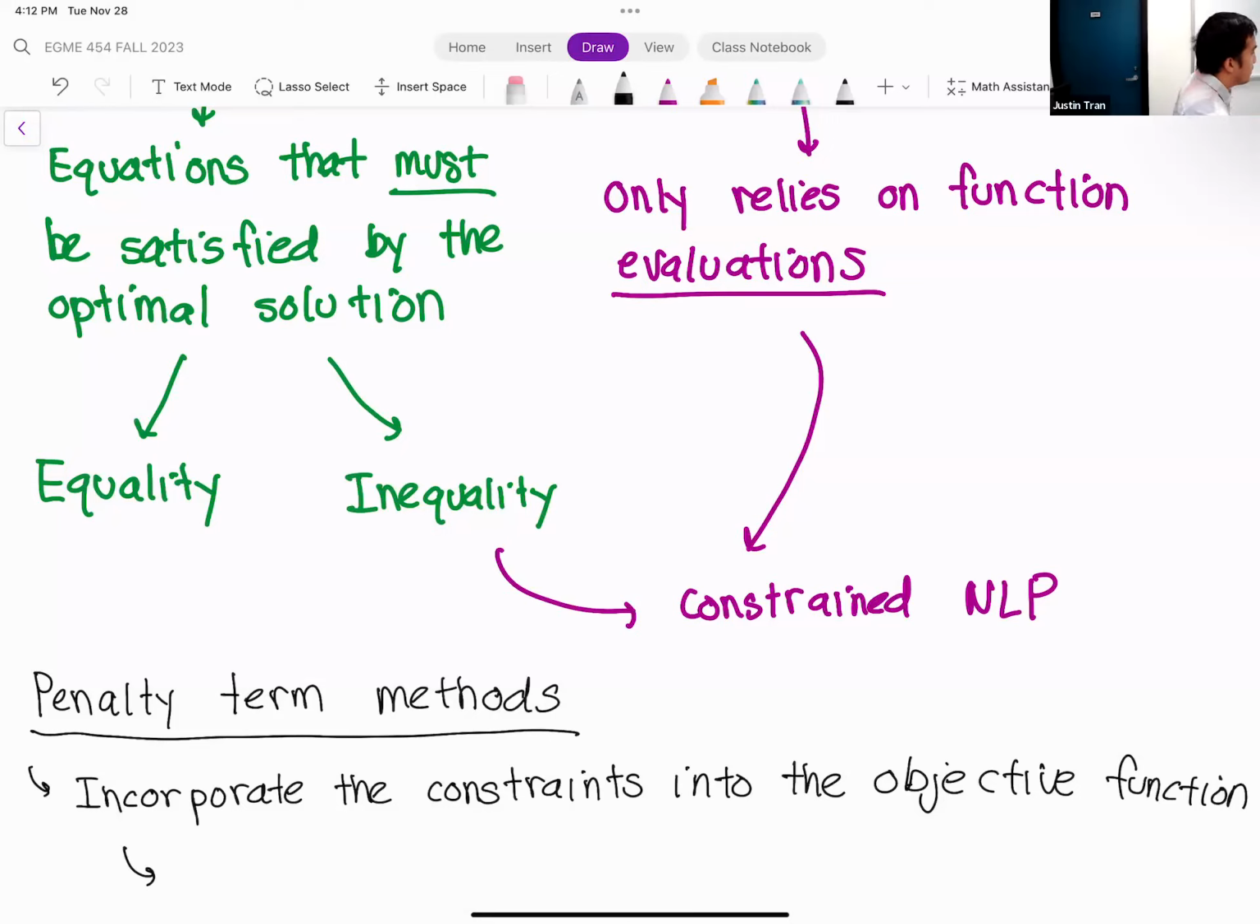Think back to our classical methods. When we were dealing with constraints in the Kuhn-Tucker conditions, we had to use a whole new approach to incorporate those constraints and make sure that they were satisfied. With the penalty term methods, you don't have to do that. If you can fold those constraints directly into the objective function, then you just solve the objective function normally as it is, as if it were an unconstrained problem.